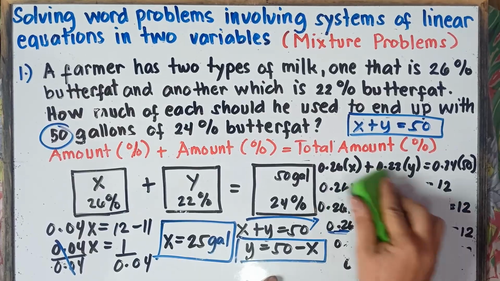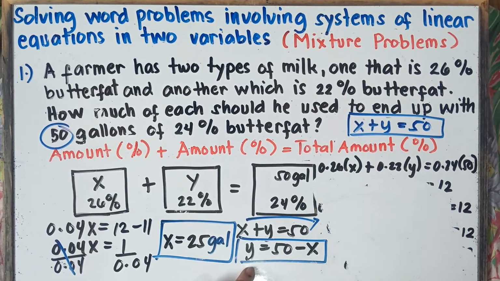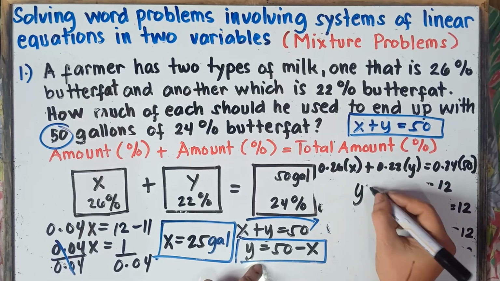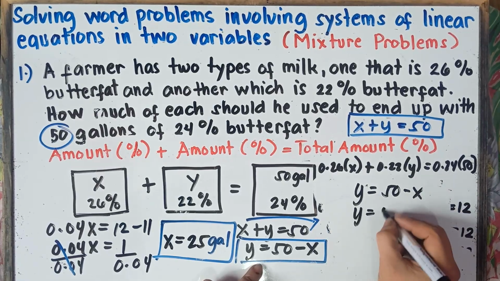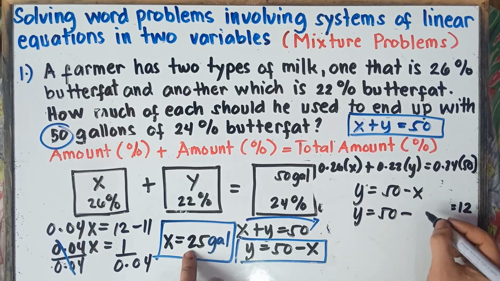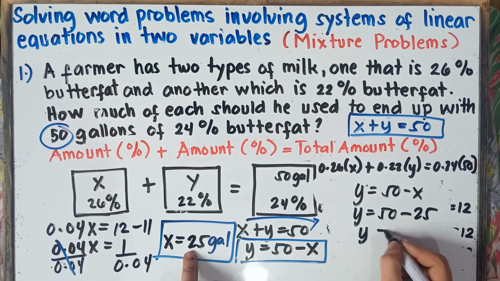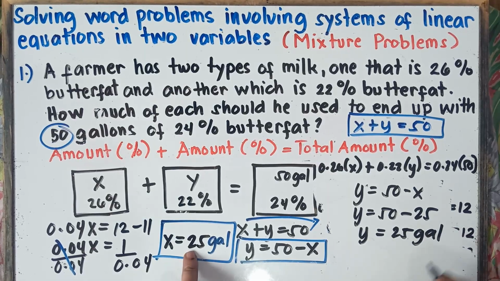Let's find the value of y. Simply substitute the value of x. So y is equal to 50 minus x. So y is equal to 50 minus the value of x, that would be 25. So y is equal to 50 minus 25, that would be 25. And do not forget the units, gallons.